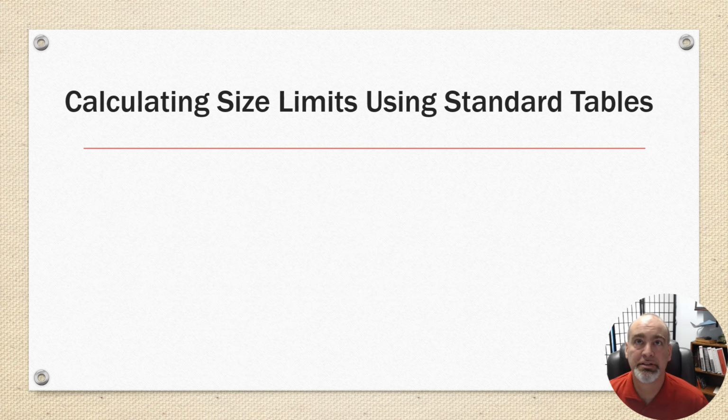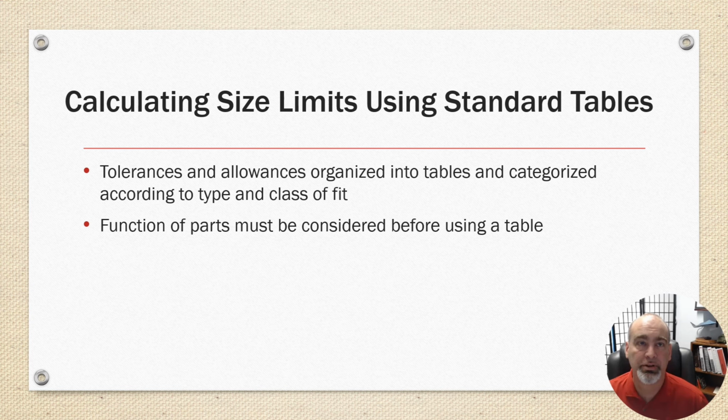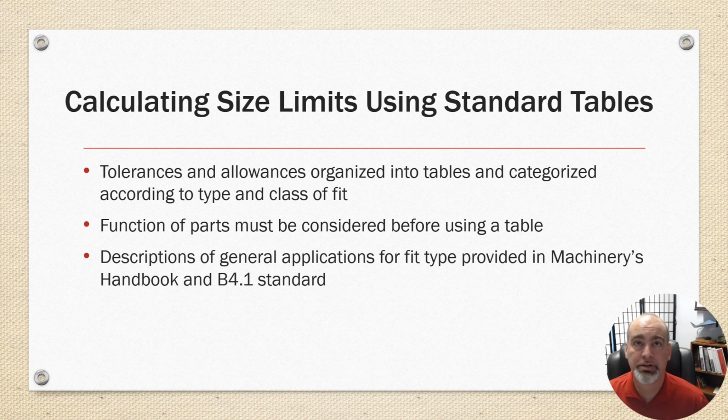Calculating size limits using these standard tables. The tolerances and allowances are organized in the tables and categorized according to type and class of fit. The function of the parts must be considered before using this table. The descriptions of general applications for fit type are provided in the Machinery's Handbook and in the standard ASME B4.1, but it's just republished in the Machinery's Handbook, which is a much more convenient resource. I recommend if you're going to be in mechanical design or machining or sheet metal, that you purchase a copy of the Machinery's Handbook, and it is available in digital format.